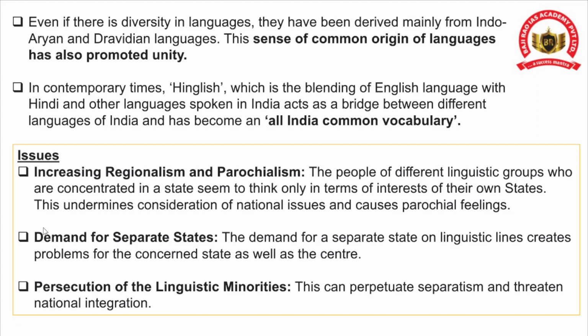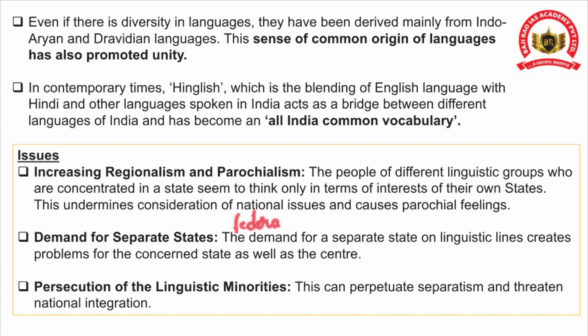Now, secondly, the increasing emphasis on language or language diversity also comes with a demand for separate states based on language. There were many instances in India after independence that there were several demands for the creation of a separate state based on language. So, if the demand for creation of a separate state would further continue, this would disrupt the federal structure.